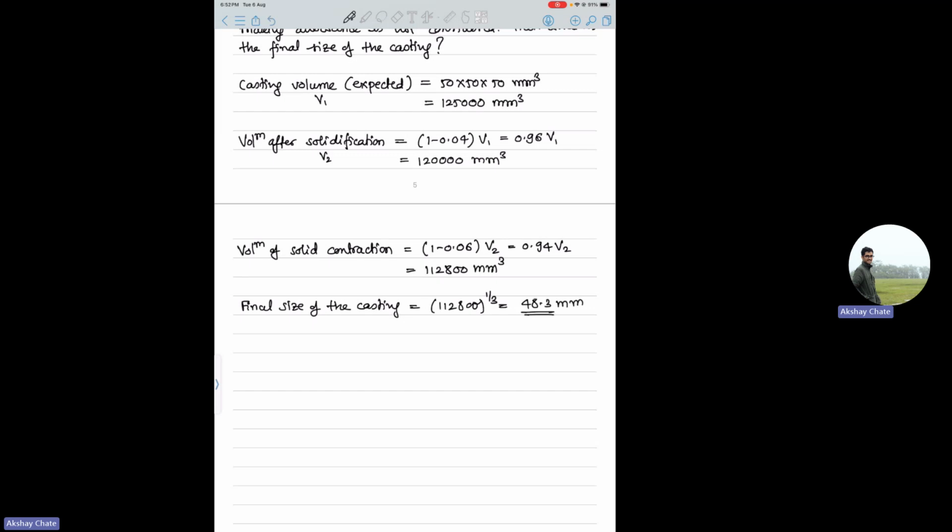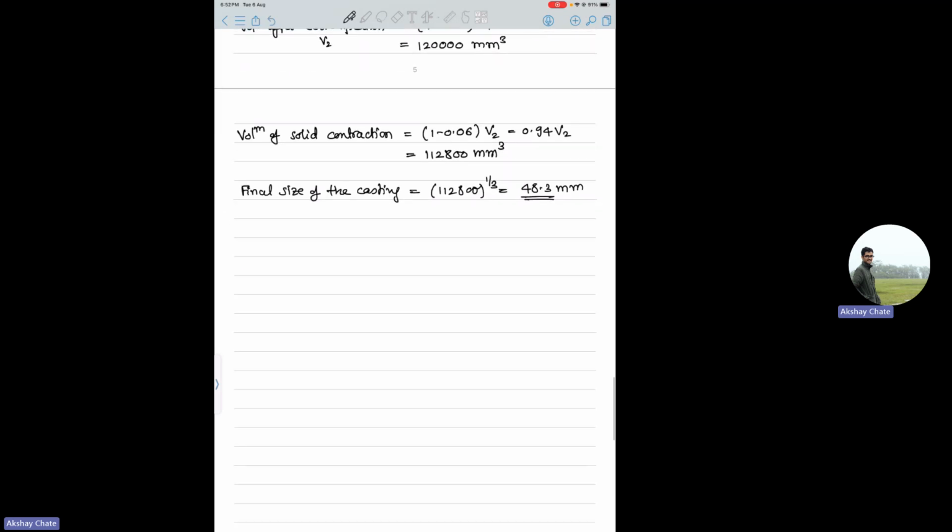So you see, since you did not provide any shrinkage allowance, you will not get a casting of 50 mm side. You'll get a casting of 48.3 mm side. Okay, so that's the problem if you don't give any shrinkage allowance. Then this is the typical problem.